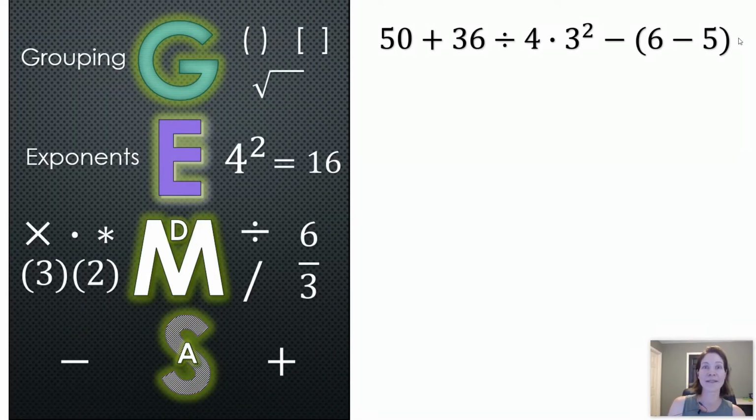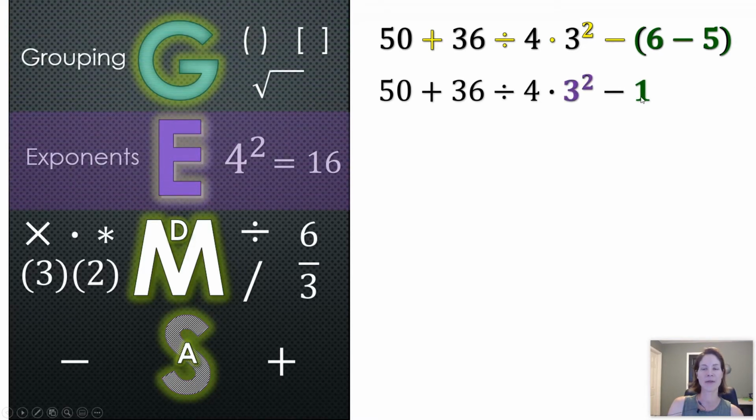Now I'm going to use this very long expression to quickly show you how the basic mathematical operations are simplified in order. So using GEMS, we're going to be looking at the operations of addition, division, multiplication, and exponent, subtraction, and subtraction again. So with GEMS, we start at the top and we work our way down. The first letter is G for grouping. So we're going to simplify the parentheses first and get 1.